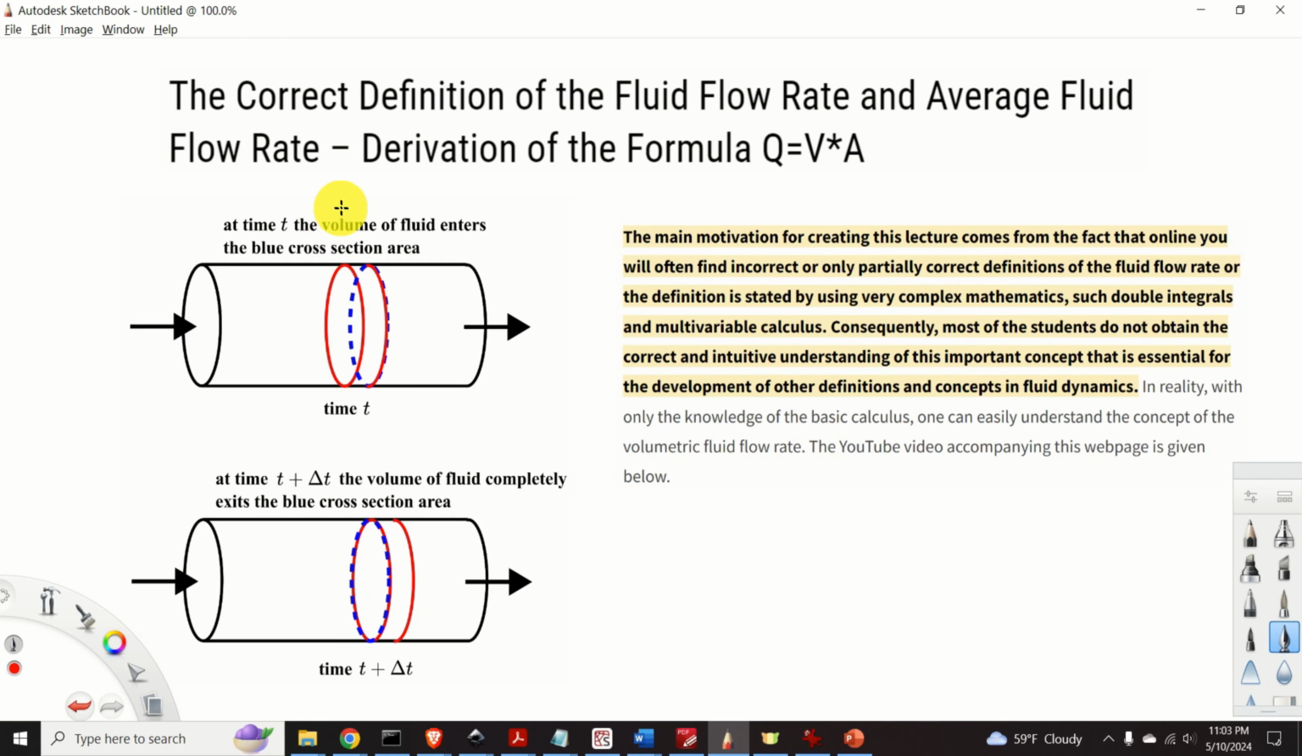Hello everyone! In this fluid dynamics and fluid mechanics tutorial, we provide a correct and intuitive definition and explanation of the fluid flow rate. Also, in this tutorial, we derive the famous equation for the flow rate that says that the flow rate is the product of the fluid velocity and the cross-section area through which the fluid passes. In our next tutorial, we will provide an intuitive and correct explanation of the continuity equation.